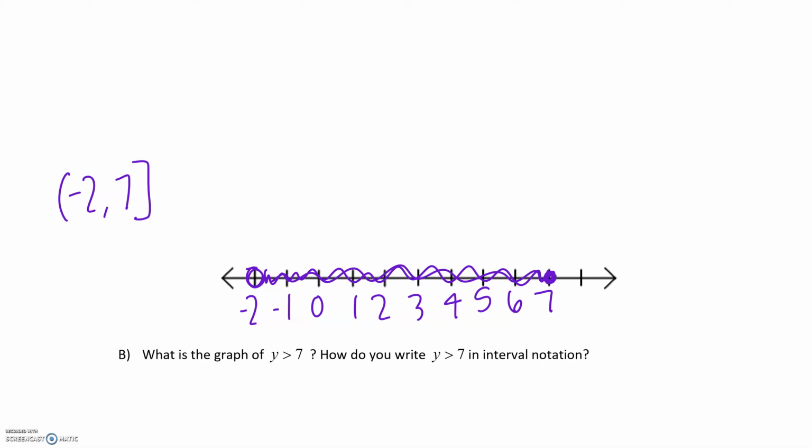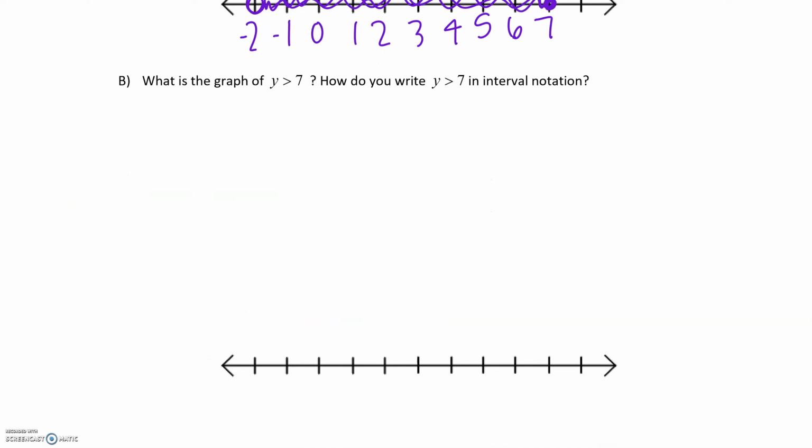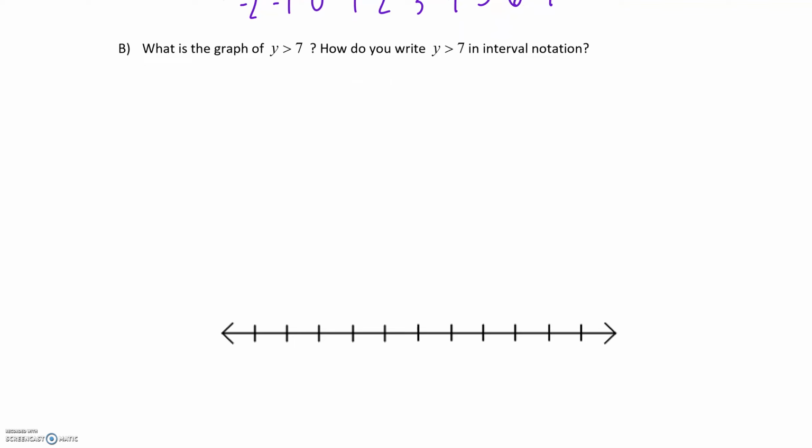Okay, and our inequality for this one, we have negative 2, x, and 7. We have an open circle at negative 2, so that's going to give us that less than sign, and we have a closed circle at 7, so we have less than or equal to, so that's going to be that. And over here, we have a graph of y is greater than 7, so we have an open circle at 7, shading it to the right, and our interval notation is open parentheses 7, comma, infinity, close parentheses.